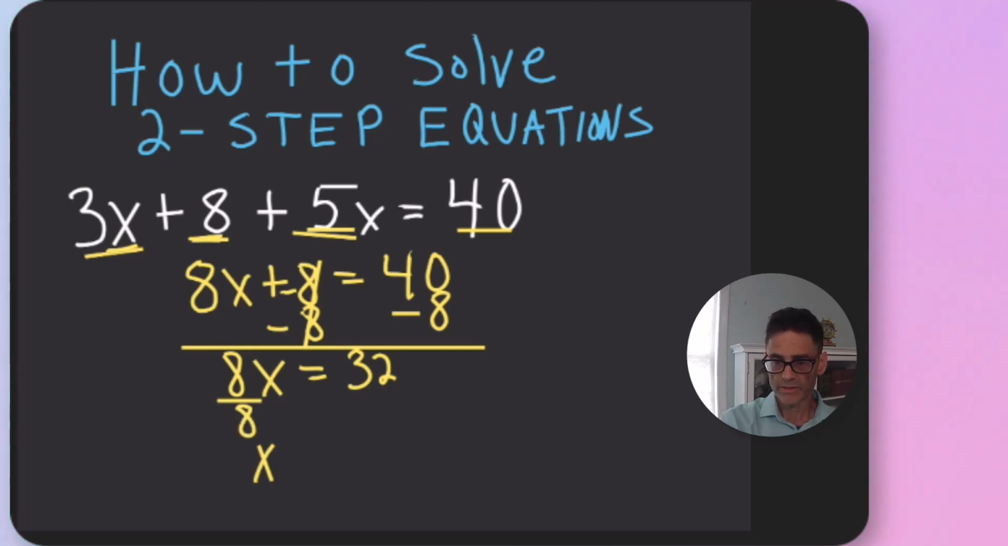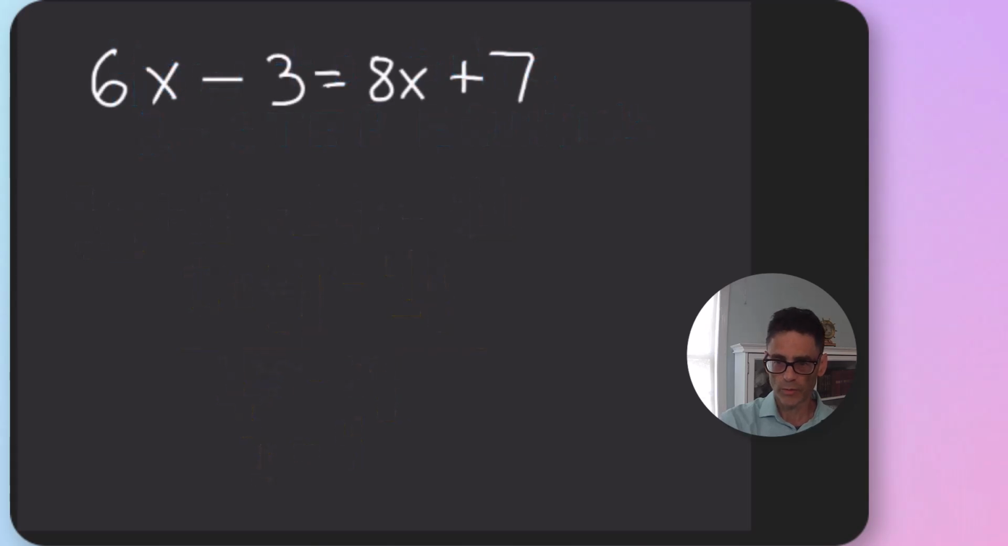Then I have to do this. Then I get an x. Then 32 also has to be divided by 8. And then you get 4. X is equal to 4.